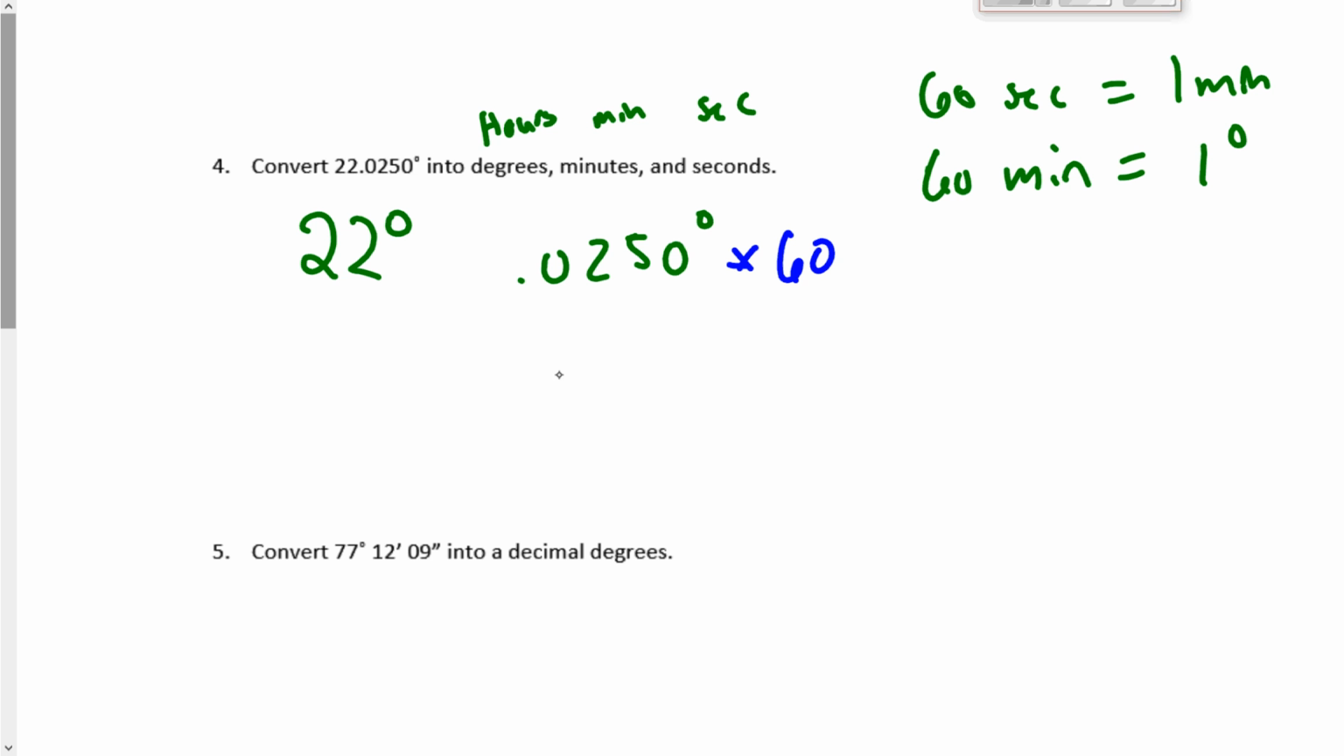So that's 1.5 minutes. Now I have 22 degrees, 1.5 minutes. Now I'm going to take this 0.5 of a minute, and how many seconds are in there? Well, how many seconds are in 1 minute?